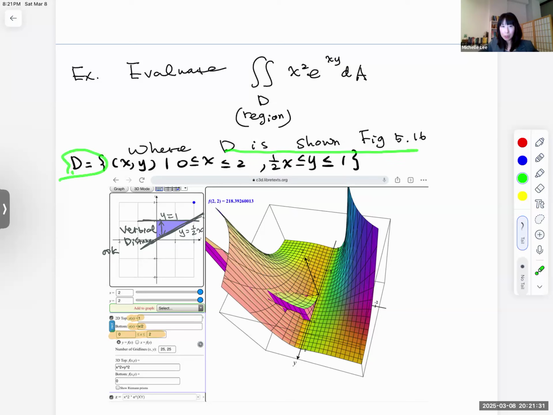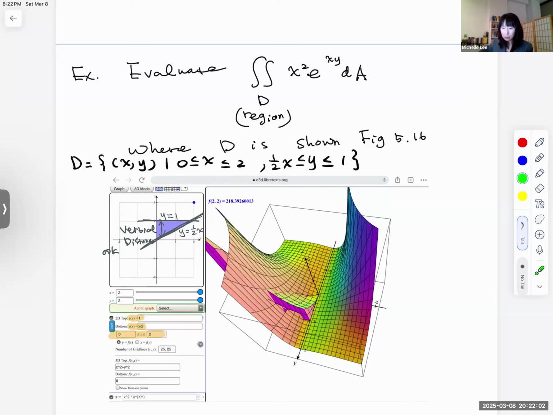So that region D comes from x between 0 and 2, y between 1/2 x and 1, right? So here is the xy plane. y equal to 1 is a horizontal line, y equal to 1/2 x is a straight line, right? So we can notice that there is a vertical distance. So we can use a type 1 method, right?